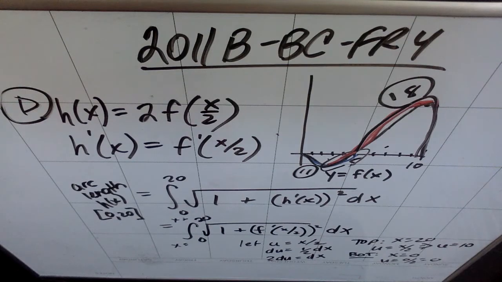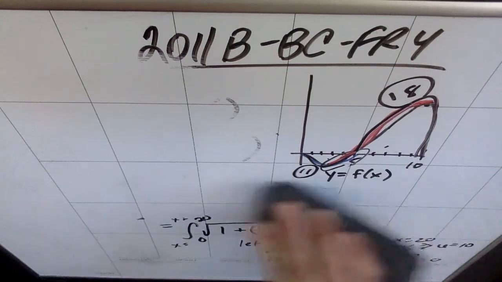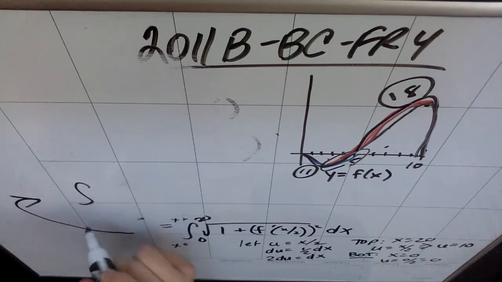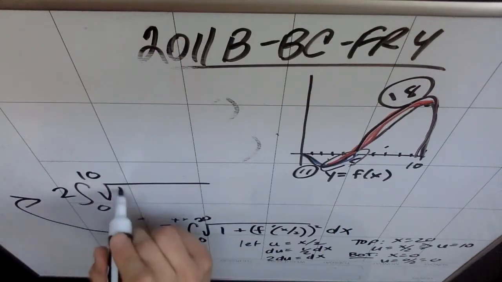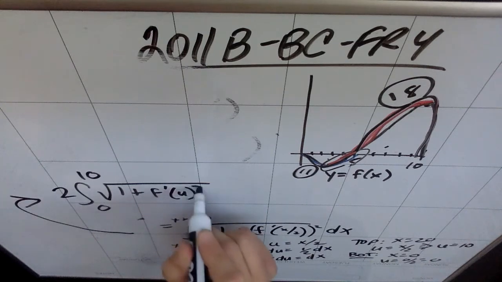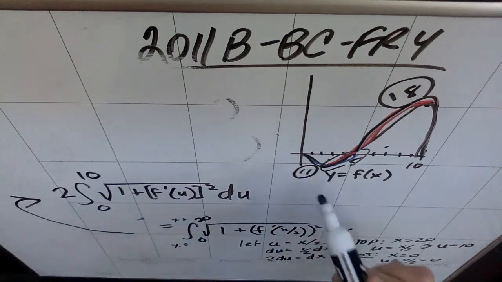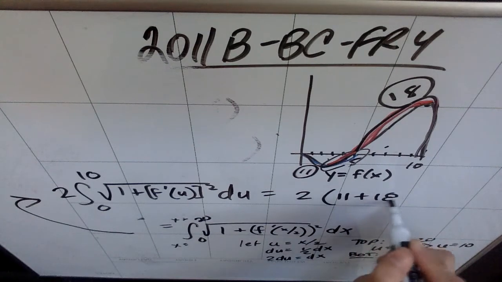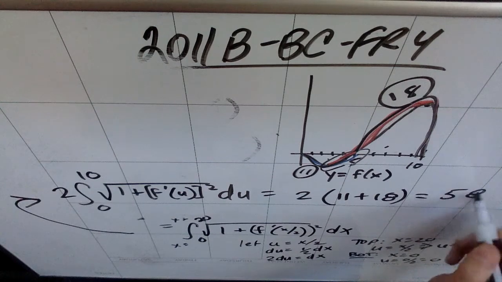So to point out what's happening here, if I change this integral around, what this integral is going to look like in terms of u is the integral from 0 to 10 of 2, because of the 2 du, 2 root 1 plus f prime of u quantity squared with respect to u. Well, this is just double the arc length of this curve that we already have. So this is just double the 11 plus the 18, so that should be double of 29, which is 58. So that's my arc length.